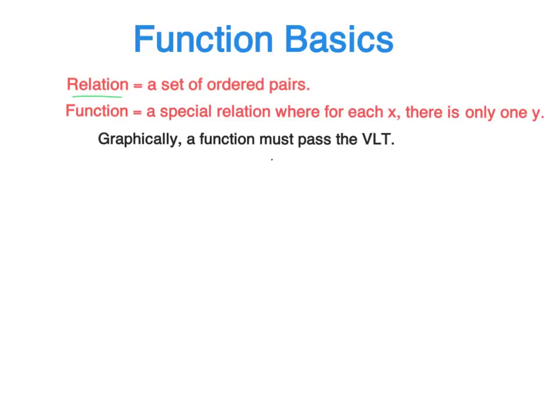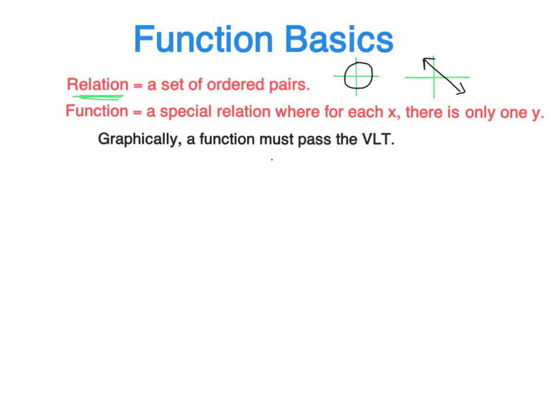First, a relation. This is simply a set of ordered pairs, or just a set of points. So perhaps you have a set of points that make up a circle. That's an example of a relation. Or perhaps you have a set of points that make up a line. Okay, so those are examples of relations.